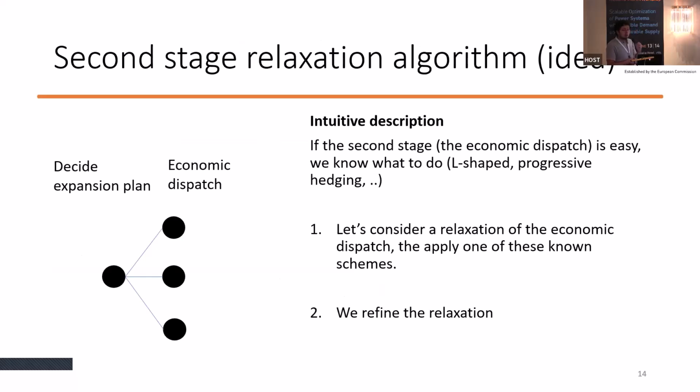So let's assume for one moment that our economic dispatch problem, so the second stage problem, is easy to solve. It's not this huge problem, but something easy and fast to compute. If that's the case, then we are done. We know how to solve problems with this structure. We can apply the L-shaped method, we can apply progressive hedging, we can apply subgradient.